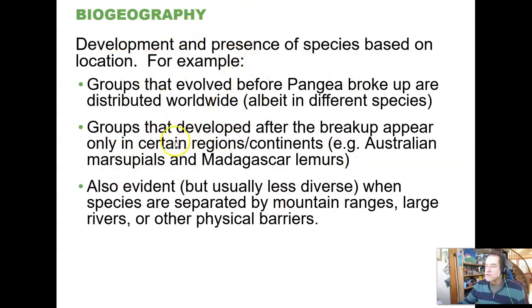The world is changing. The continents are moving. They take things with them. They bring things together. They separate them. And that has huge impacts on how species can evolve over time.